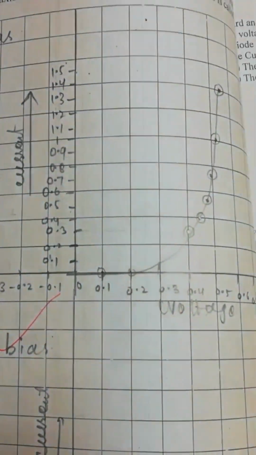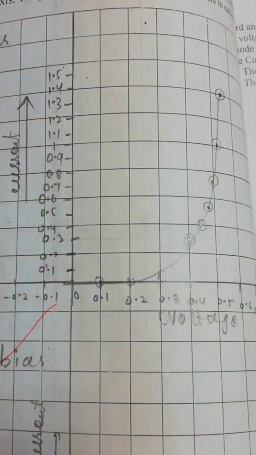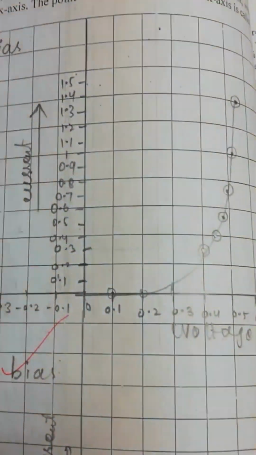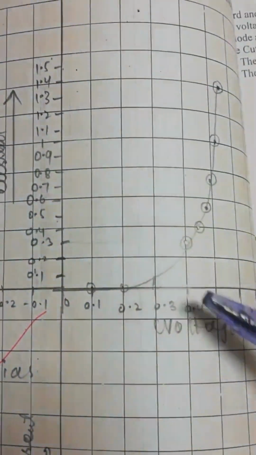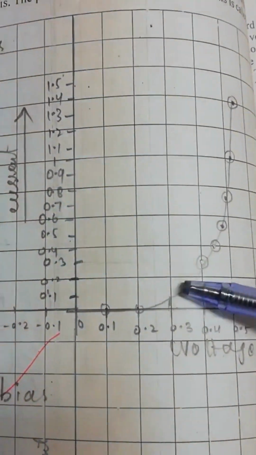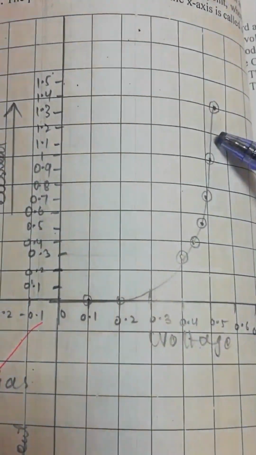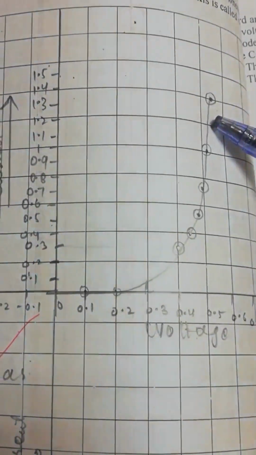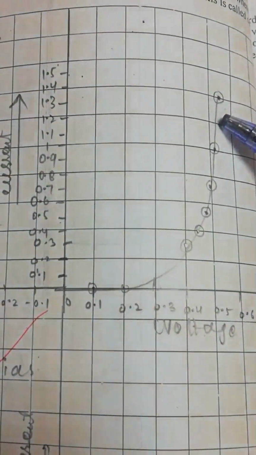Now you are going to plot the graph between current flowing through the diode and voltage across the diode like this. Then you will read this graph and you will find the cut-in voltage from this graph. As you can see here, cut-in voltage is 0.3 volts because after that there is an increase in current flowing through the diode. Okay, so these are the forward operating characteristics of the diode.